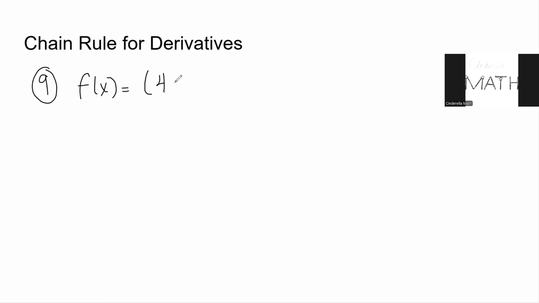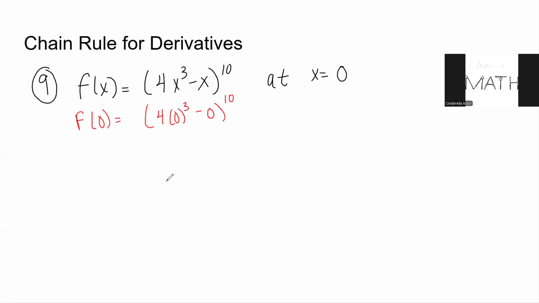Here's our function, and our given x value is at x equals 0. So go ahead and plug 0 into the function. So just evaluate f at 0. That would be 4 times 0 cubed minus 0 to the 10th, so that would just be 0 to the 10th, which is 0. So when we plugged in 0, we got 0. So just go ahead, pop that in. You don't even have to show work. You could just run that through your calculator.